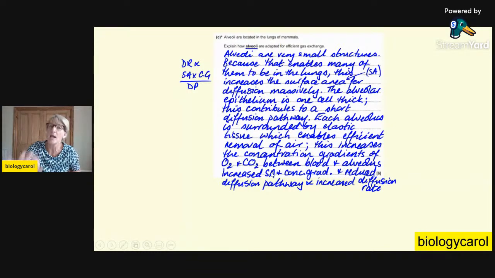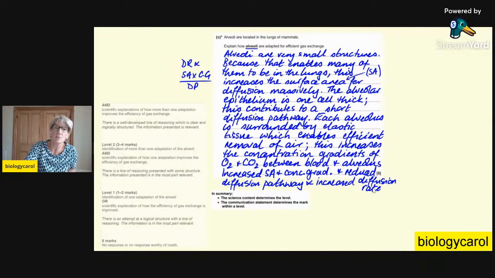Increased surface area, so here am I absolutely nailing how each of these things increases the efficiency of gas exchange. Increased surface area and concentration gradient and reduced diffusion pathway is proportional to increased diffusion rate. So I've nailed why surface area, concentration gradient, and diffusion pathway are important. So it's a 6 mark, one of these 6 markers where it's levelled. In summary, science content determines the level, and the communication statement determines the mark within the level.